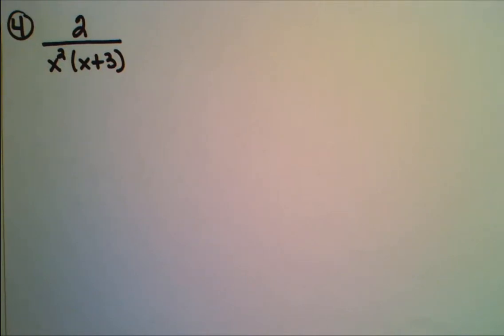We have here 2 all over x squared times x plus 3. Okay, so this example is a little bit different because we have an exponent. We have factors that are being repeated. We have an exponent of 2 here. So we're going to set up our partial fraction components differently.